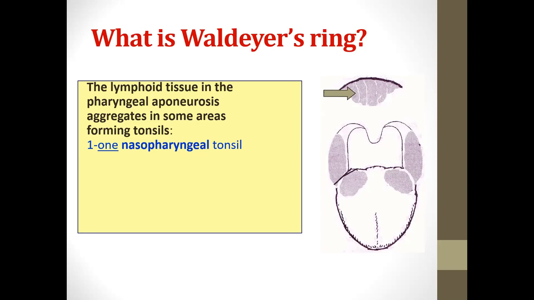So the lymphoid tissue in the pharyngeal aponeurosis aggregates in some areas, forming what we call the tonsils. We have one nasopharyngeal tonsil, which is found in the nasopharynx, just behind the nose, at the roof of the nasopharynx. This is also known as adenoid when it gets sick. When it is sick, it's called adenoid. When it's not sick, we call it the nasopharyngeal or pharyngeal tonsil.